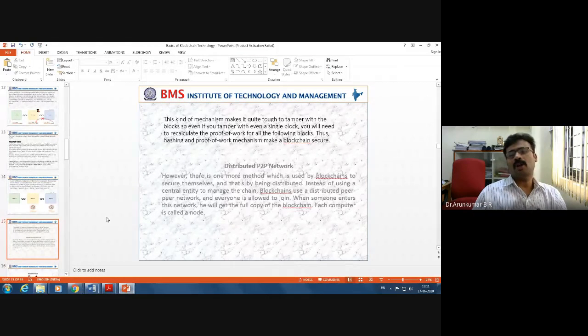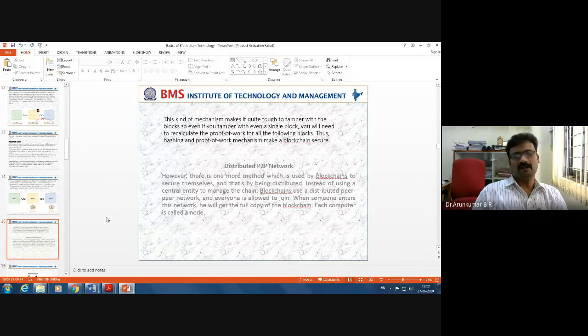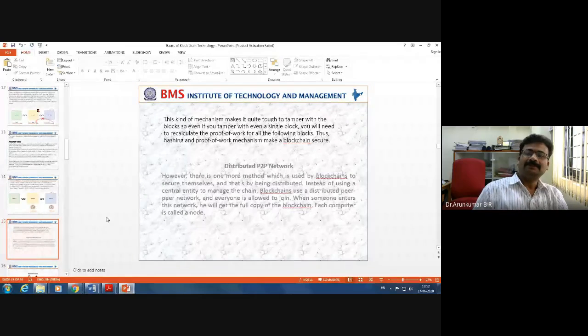There is one more model which brings security to the blockchain, called the distributed peer-to-peer network model. There is one more. This model secures itself by being distributed. So what we have seen is a kind of chain, a blockchain, right?